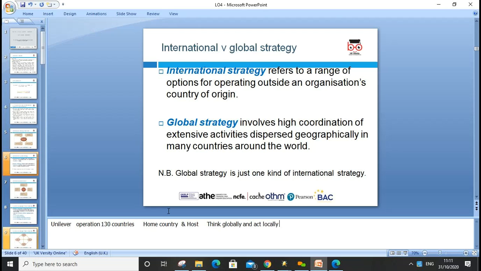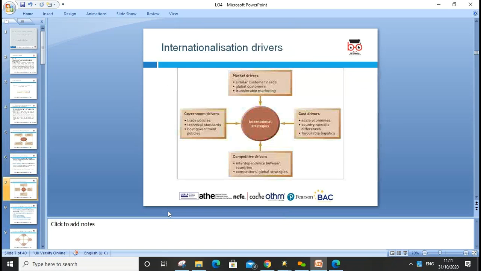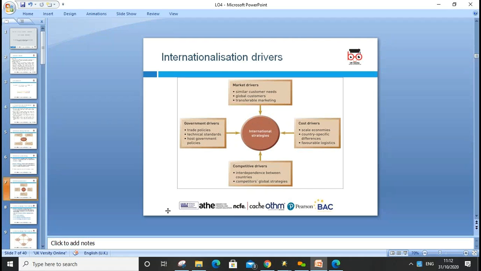So we use the words think globally and act locally. You have to act locally according to the local wishes and desires of customers, because otherwise we're not capturing the share of the market. Global strategy involves high coordination, with intensive activity dispersed geographically in many countries around the world. Global strategy is one kind of international strategy. Okay, next.